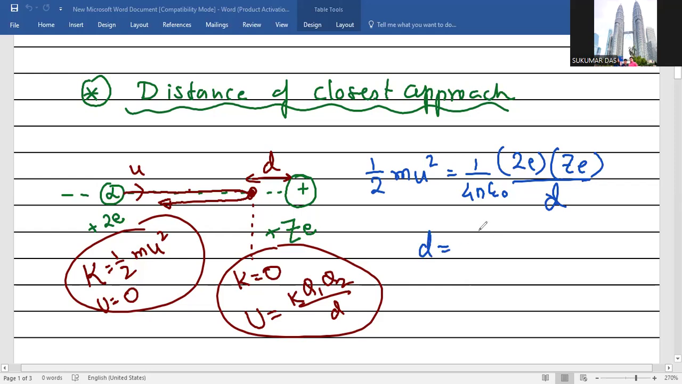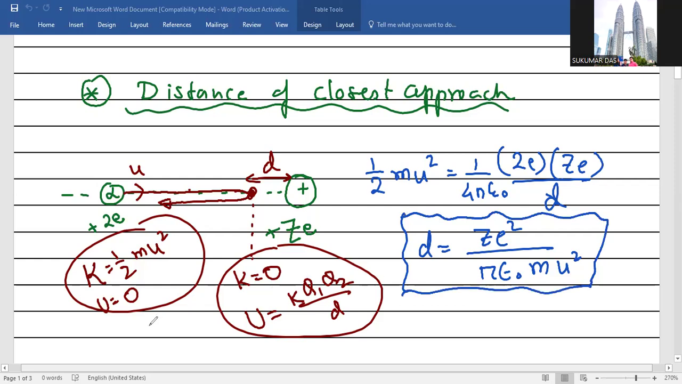So D will be Z e square by pi epsilon naught m u square. This is the distance of closest approach. No need to memorize this last formula; you just have to understand how we have calculated it. So these are the three important relations or numerical formulas which we may require in different competitive exams, related to the Rutherford Scattering Experiment.